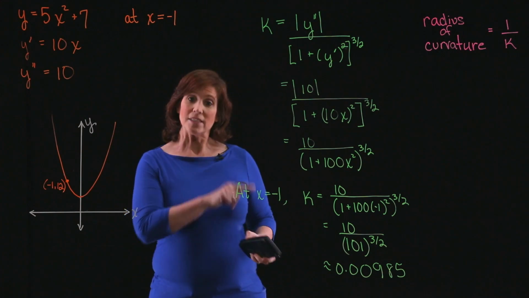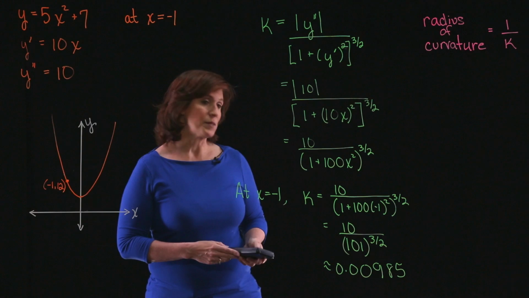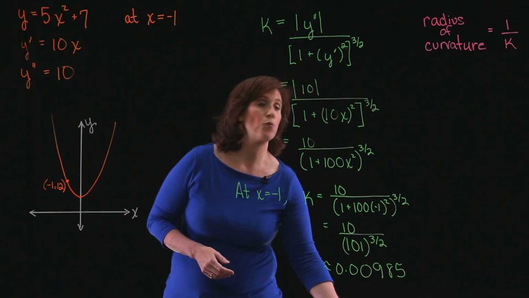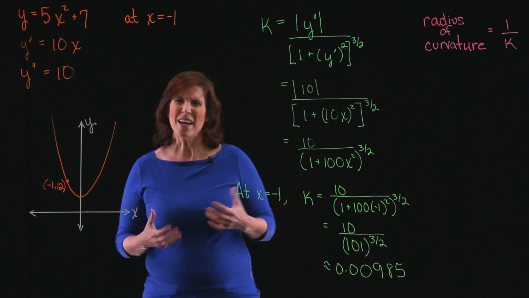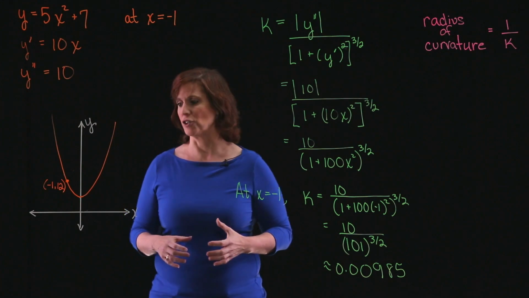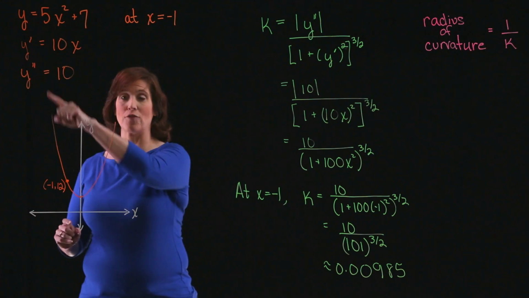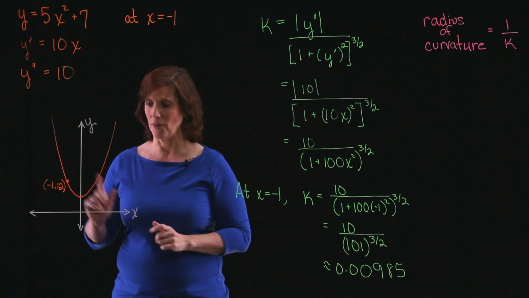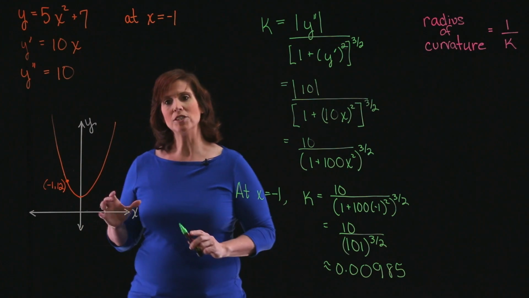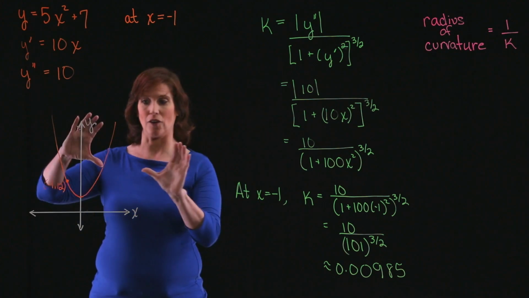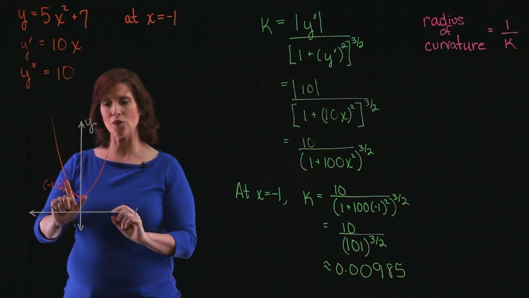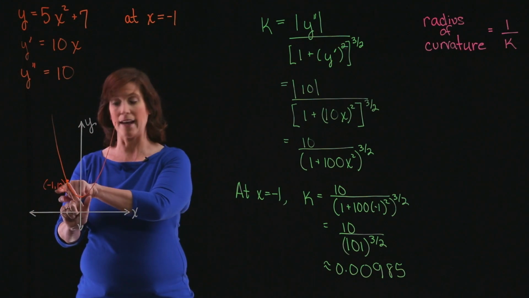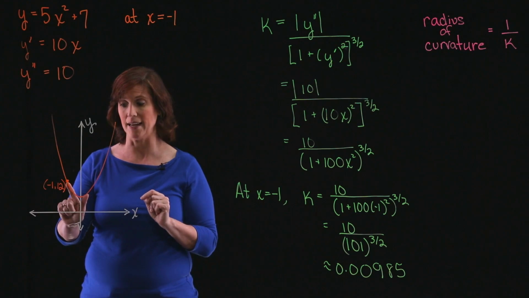Okay, that's the curvature. The next part of this problem, we're asked to find the radius of curvature. Now, what exactly is a radius of curvature? Well, I have a picture of my graph, 5x squared plus 7, on the board here. And what I want you to think about is taking a circle and placing it so that the circle passes through the point -1, 12, which is the point we're interested in.